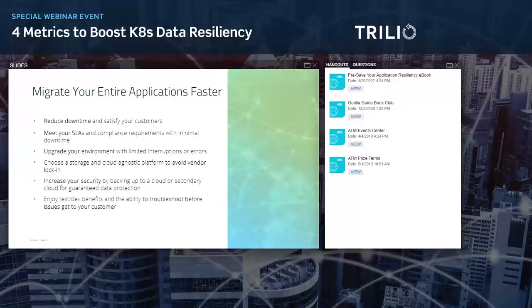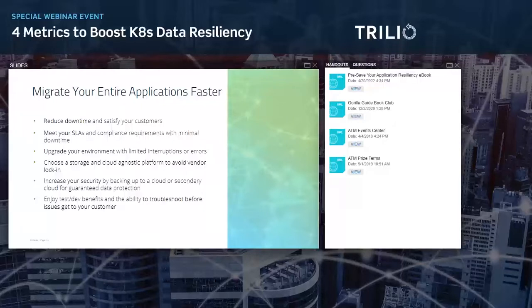So here, migrating your entire applications faster with those cloud native applications. A lot of what we just talked about here. So reducing that downtime to satisfy our customers, having that automatic metadata and data restore happening, taking advantage of those Kubernetes principles like eventual consistency to make sure that you're having as quick of a restore as possible while not eating up all the resources of your cluster itself.